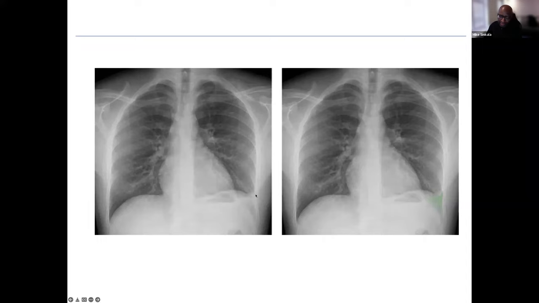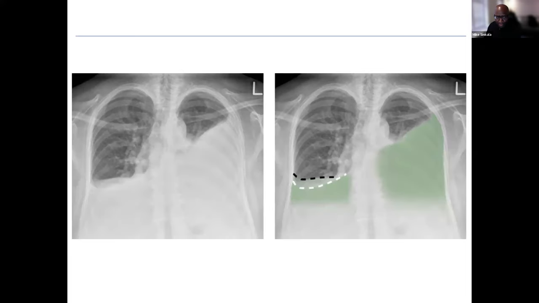Sometimes it may be very difficult to differentiate between a pleural effusion and an empyema. Usually, if a pleural effusion is infected and becomes thick, people tend to use the word empyema. If this has been long standing, say a month old, people would say this could be either a pleural effusion or an empyema. That's another example of a pleural effusion.